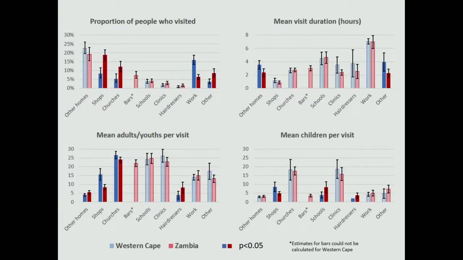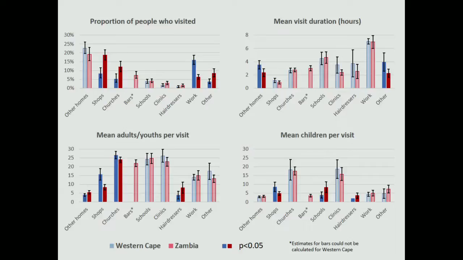So now on to the results. The two graphs at the top show the proportion of respondents who reported visiting different types of building and the mean duration of visits. On the bottom, the graphs show the mean number of other people present during visits: adults and youths on the left and children on the right.